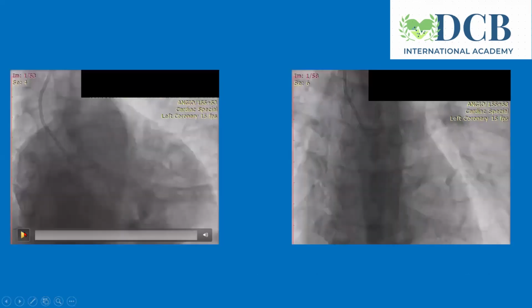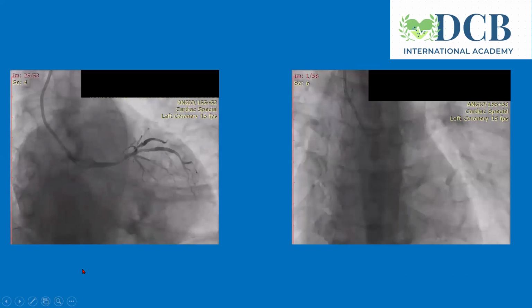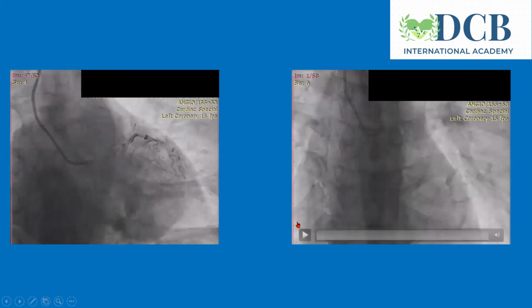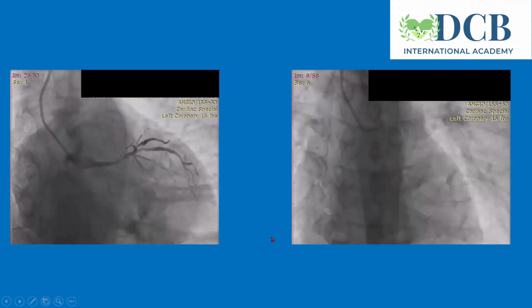Because I was walking, I didn't have the chance of visualizing it. So yeah, there is also this lesion. This one we fixed in the same setting.